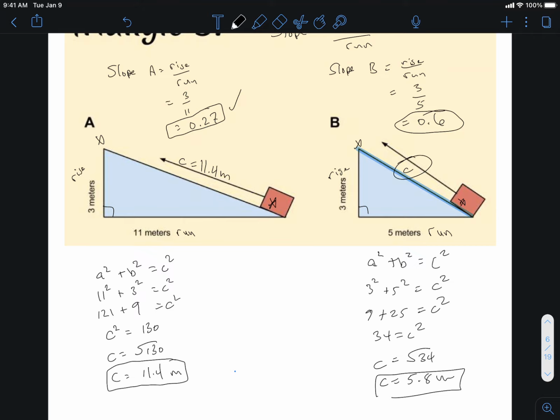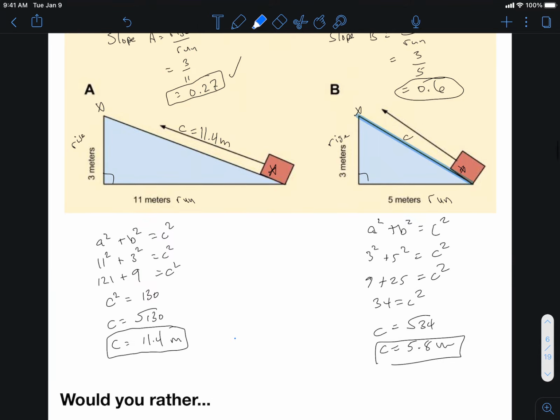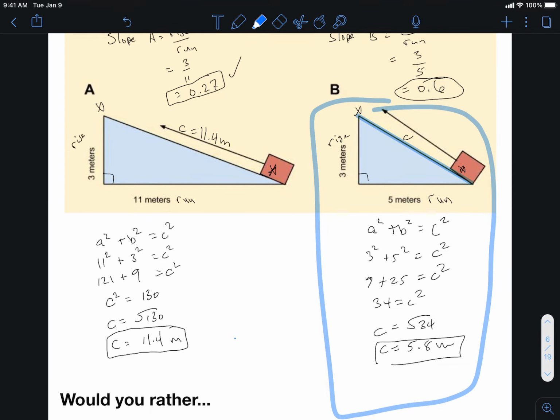So it turns out it's actually better to push, based on the combination of the two, up this incline than the other one. Whether or not you believe it, okay? I've done the math on it. Does anybody have any questions?